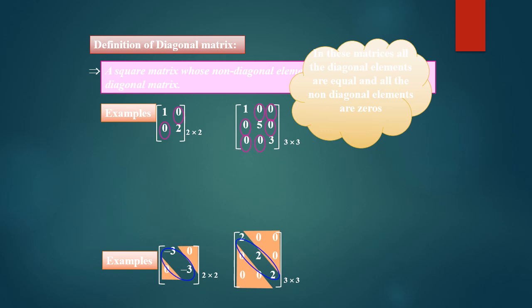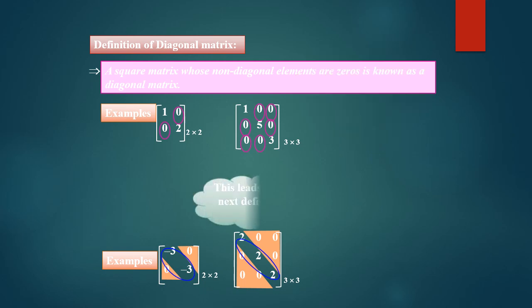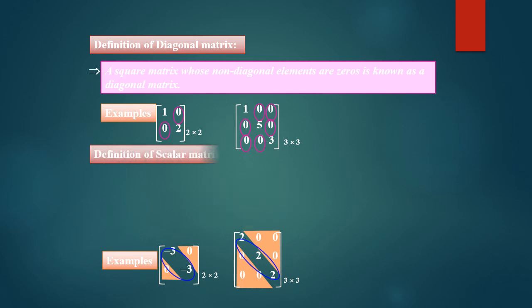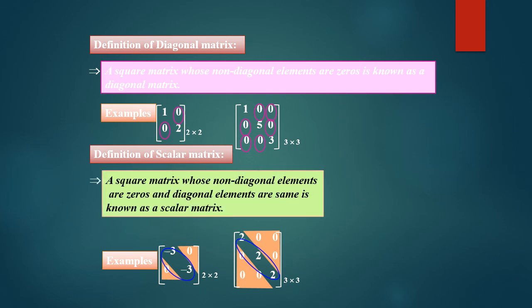In these matrices all the diagonal elements are equal and all the non-diagonal elements are 0. This leads us to the next definition, the definition of a scalar matrix. A square matrix whose non-diagonal elements are zeros and diagonal elements are the same is known as a scalar matrix. So in the case of a scalar matrix, the diagonal elements will be the same and the non-diagonal elements will be equal to 0.